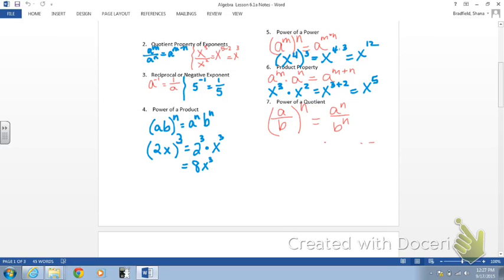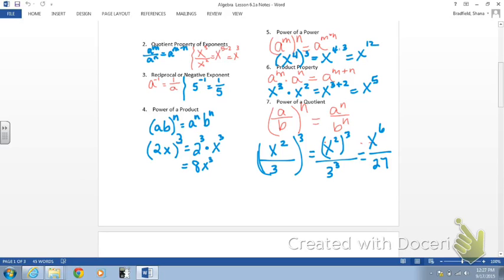An example of that would be if I have x squared over 3, and I want to take that to the third power. So I would take x squared to the third power, and I would take 3 to the third power. Now, x squared to the third power, that's an example of the power of a power, and when you have that, you're going to multiply the exponents, so that's going to end up being x to the 6th, and then 3 to the third power is 27. So that would be an answer for that one.